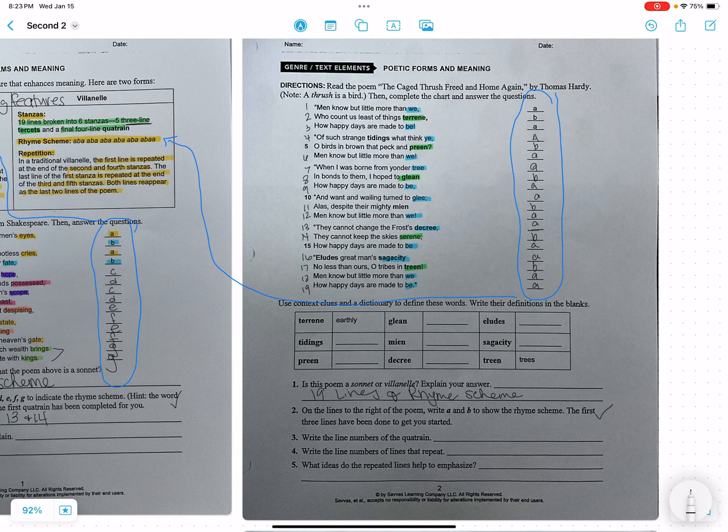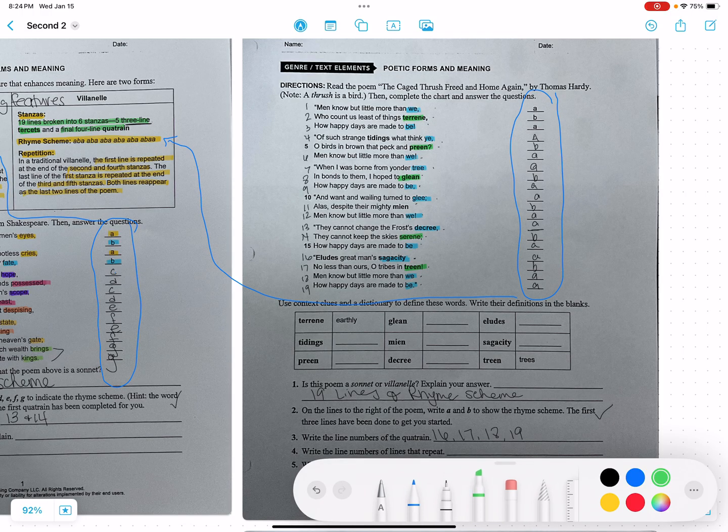Write the line numbers of the quatrain. So a quatrain, remember, is the stanza with 4 lines. Okay, so the stanza with 4 lines. 1, 2, 3, 1, 2, 3, 1, 2, 3, 1, 2, 3, 4. So the quatrain, the line numbers are 16, 17, 18, and 19. Write the line numbers that repeat.